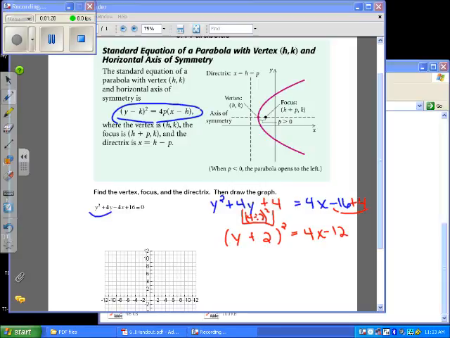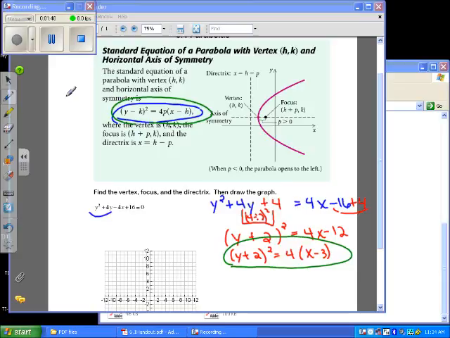Now to complete this, on the right-hand side, I'm going to factor out a 4. And this is what I get. Now we're going to compare this equation right here with the equation I have above. The first thing I'm going to do is identify the vertex. The vertex has h, which would be 3. And then k. If you look here, it has minus k. Since we have a plus 2, our k would be negative 2. So the vertex is 3, negative 2.